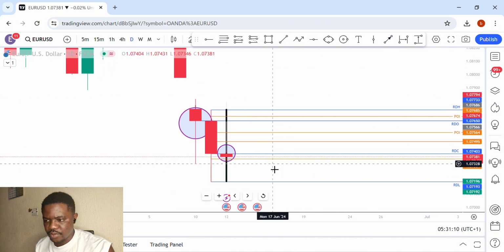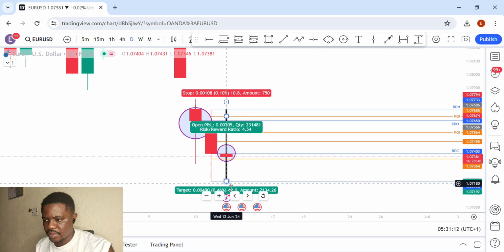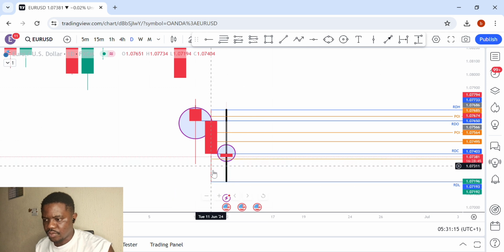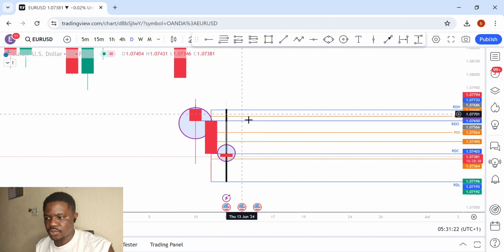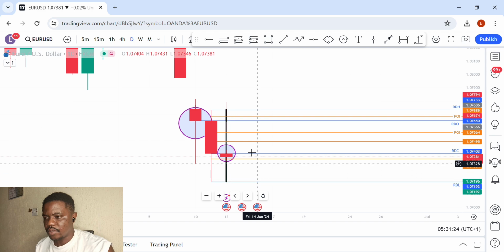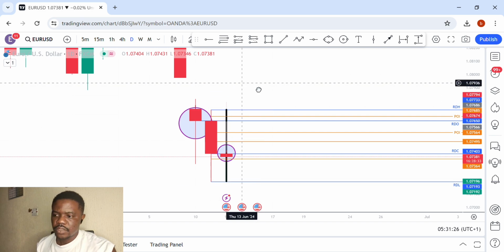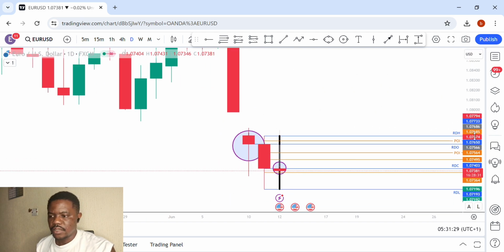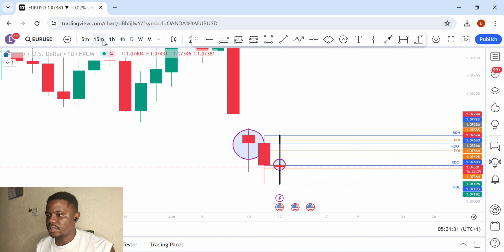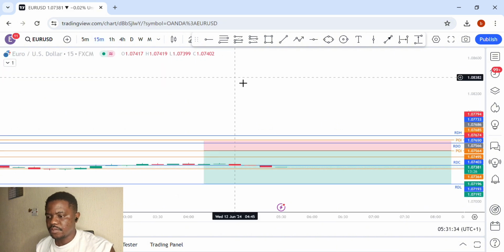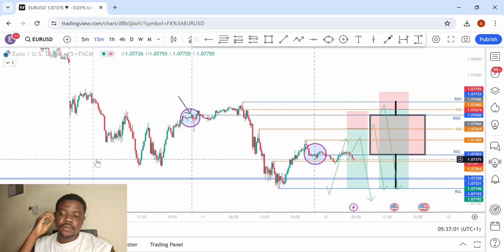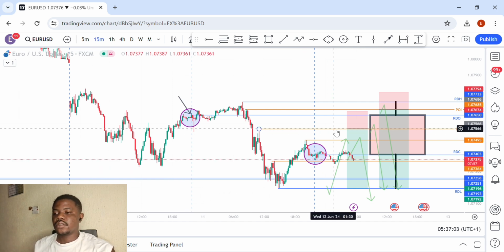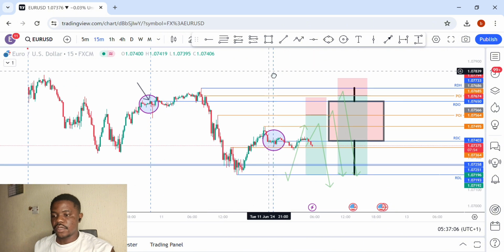So even if we want to buy today, we could buy when price takes sell side liquidity around this whole area here. Or we could sell when price comes back up for some more buy side liquidity, to continue the sell. So that is it, guys. That's how I mark my charts. Let's go back to the 15-minute time frame.